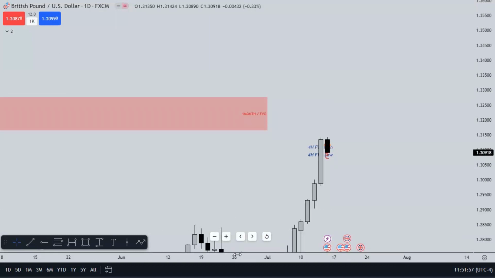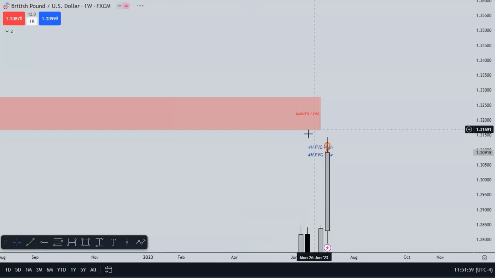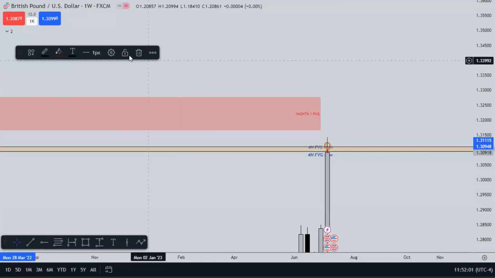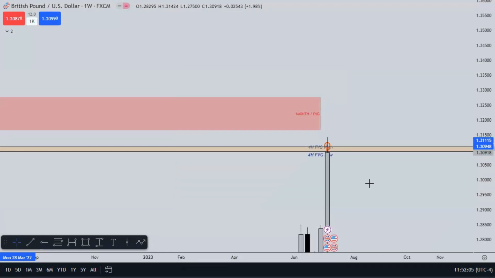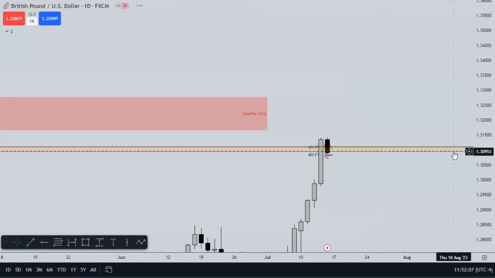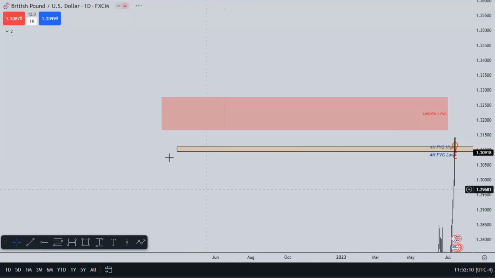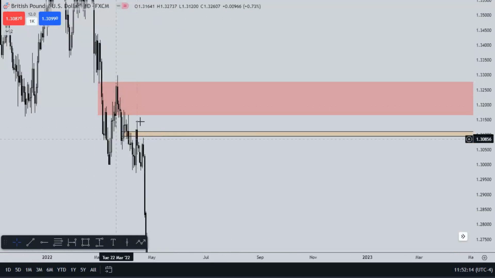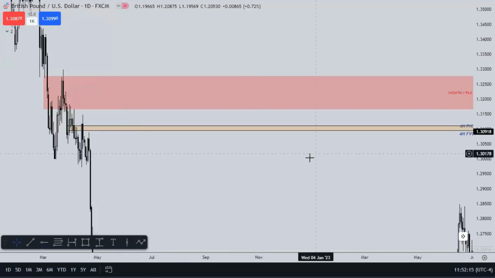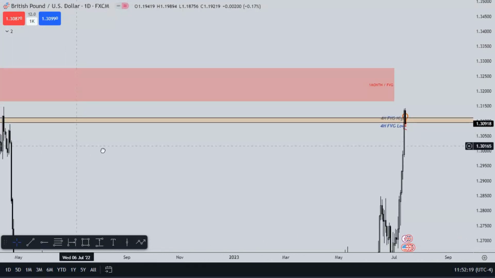Let me do this. Head down to the daily. But pretty much this was enough for a bias. All I saw was noise, and the clearest ones were the monthly fair value gap and this liquidity void, the weekly liquidity void.